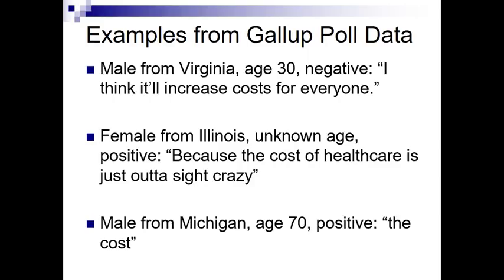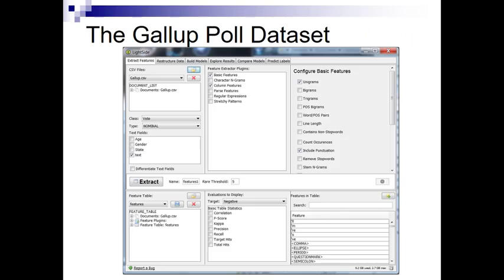A female from Illinois of an unknown age, she must have left it out, was in favor of the bill and said, "Because the cost of health care is just out of sight crazy." And a male from Michigan, age 70, was positive about it, he just said the cost. Now, the interesting thing about this data set is the way that males and females on average talked about cost was different, and that was kind of an interesting thing. What we're going to focus on in this part of my lecture, though, is not really that aspect of this data set, but more what kind of features would we extract from the texts.